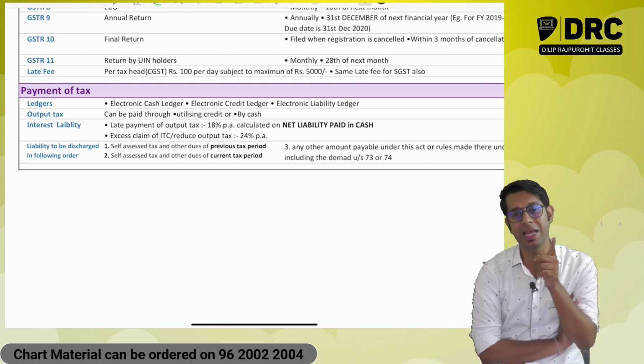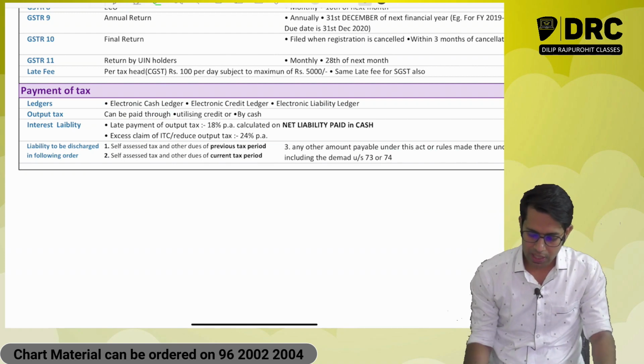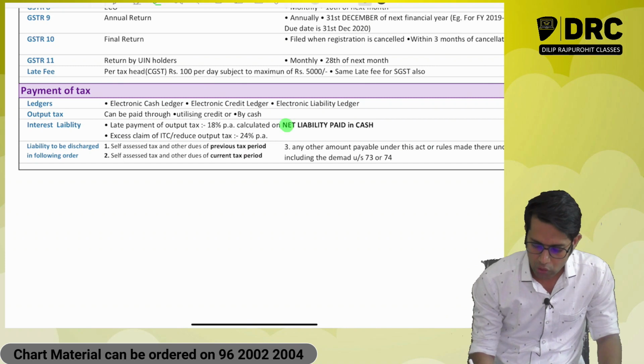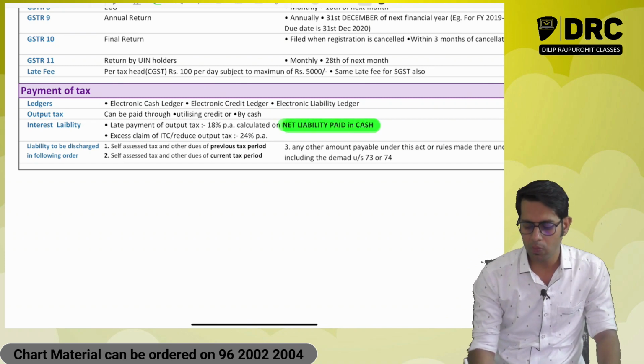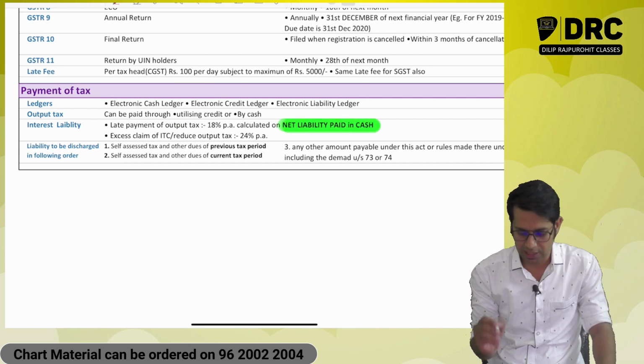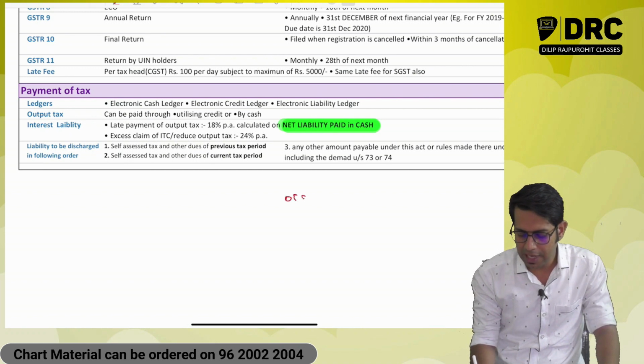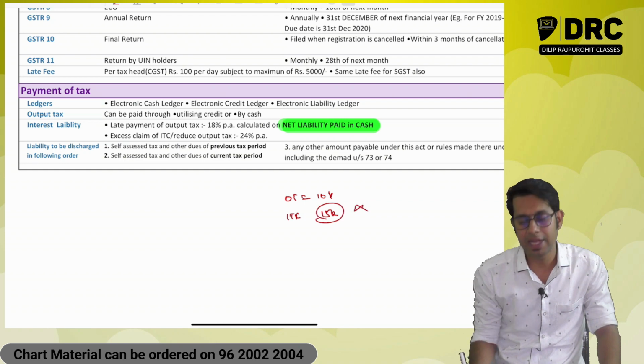Interest is what, sir? Interest is 18% per annum. Sir, on what amount I should pay the interest? You should pay the interest only on net output tax liability which is payable by you in cash. Say for example, my output tax liability is 10,000 rupees. I have ITC of 15,000 rupees. Should I pay interest? Answer is no.